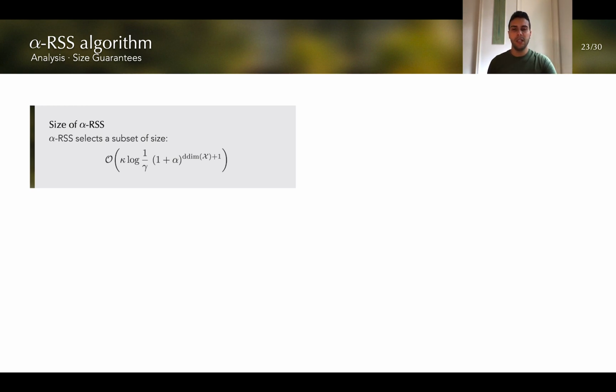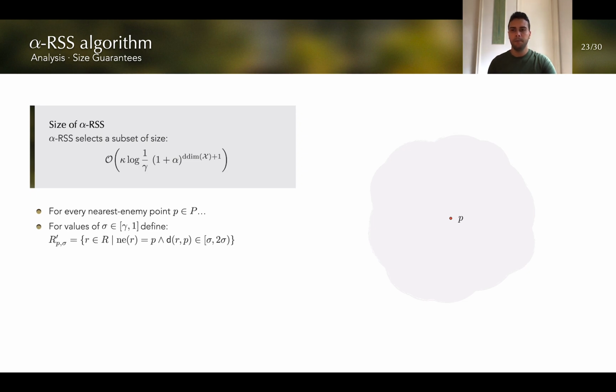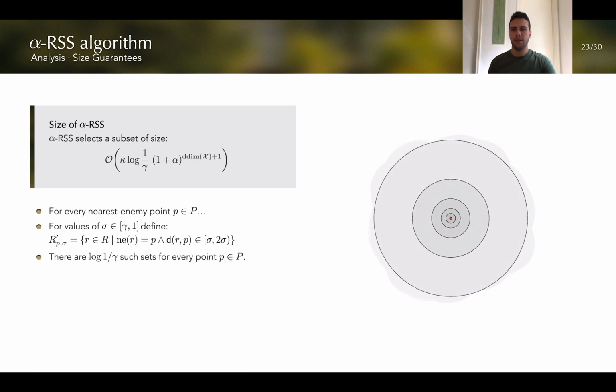The way that we prove this is by a charging argument on every nearest enemy point in the training set, for which we consider the set of points whose nearest neighbor is that point P, and then we partition this set into a logarithmic number of subsets. And for every such subset, we know that the distance between any two points that were selected by the algorithm is lower bounded. And this allows us, by a simple packing argument, to upper bound the size of any of these subsets. And this yields a proof on the size of the selection of RSS.